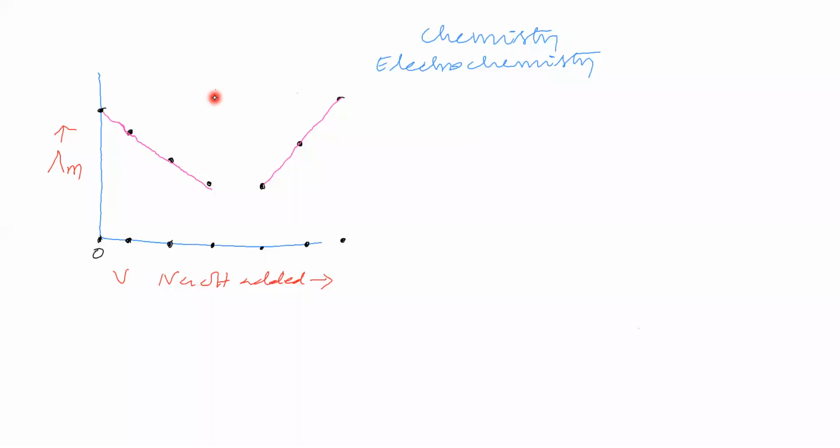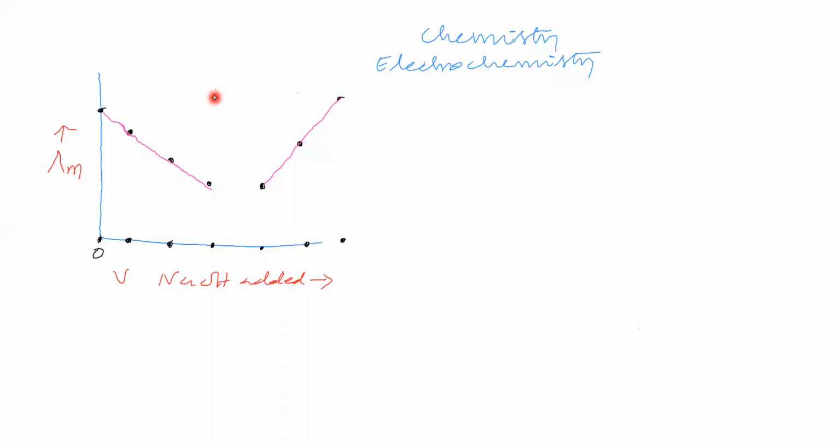The added sodium hydroxide is present as it is in the solution, meaning it exists as Na plus and OH minus ions. They will have lambda m. So the number of moles of ions increases, therefore lambda m increases. Think about it: in the beginning, when you add sodium hydroxide solution, lambda m decreases.